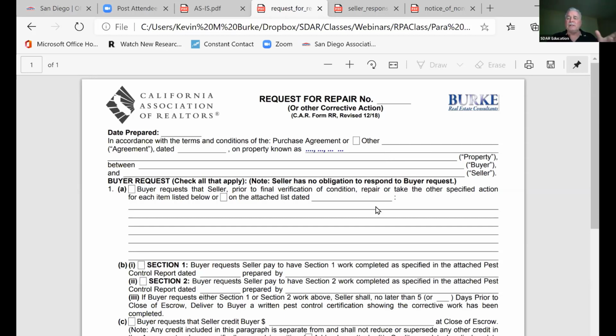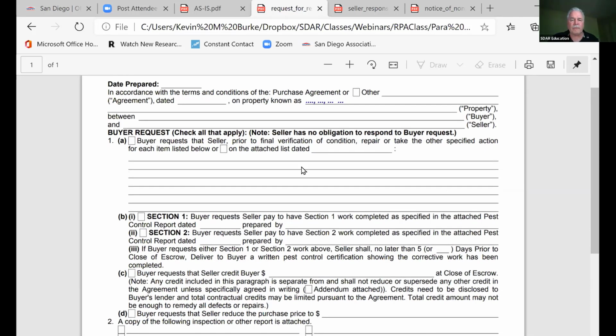And so that's going to link this document with the purchase agreement. Now later on, when we see the response, you're going to either link it to the purchase agreement or to this request for repair. Either way, six of this, half a dozen of the other. So let's take a look at the buyer's request. Now we're going to check all that applies. Let me get my little highlighter going here. So buyer request, check all that apply.